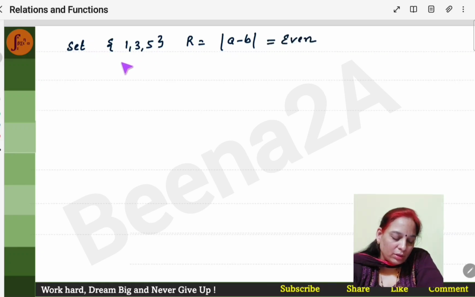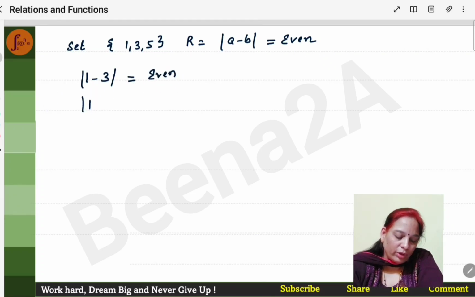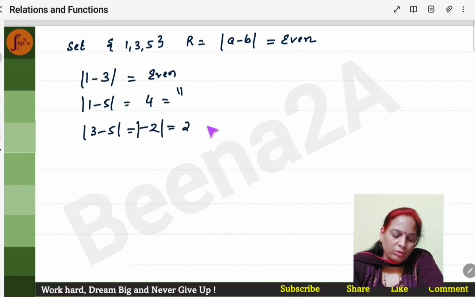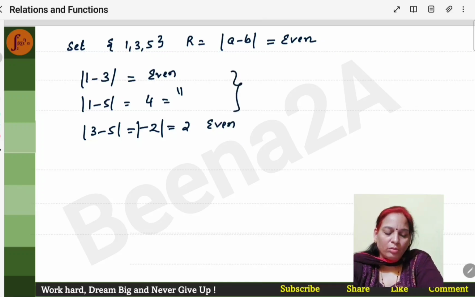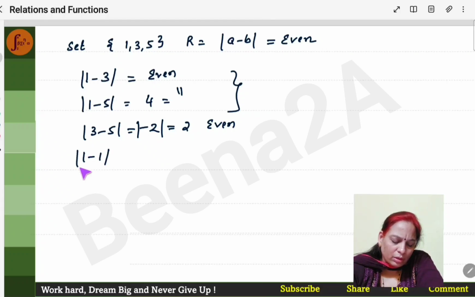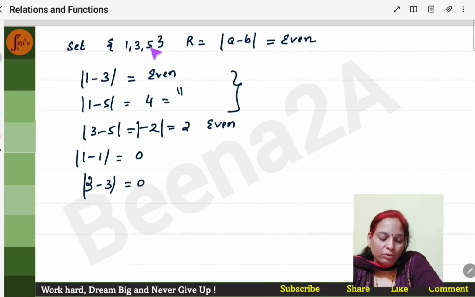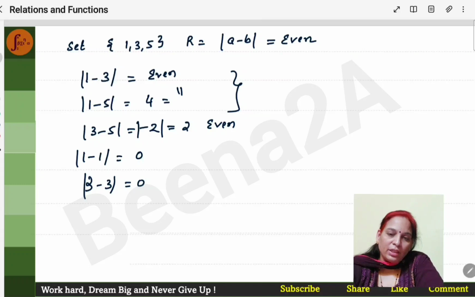Now, you can take any combination. Say 1 minus 3. Modulus of 1 minus 3 is even. Then you take modulus of 1 minus 5. 1 minus 5 is 4, which is even. Then modulus 3 minus 5 is minus 2. Modulus of minus 2 is 2, which is even, right? So any combination you take, it's even. Also you can take same numbers. 1 minus 1 is 0, which is even. 3 minus 3 is 0, which is even. So any combination you take within this set, it is even, right?